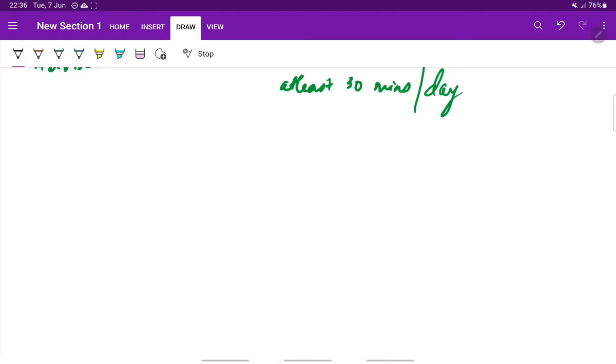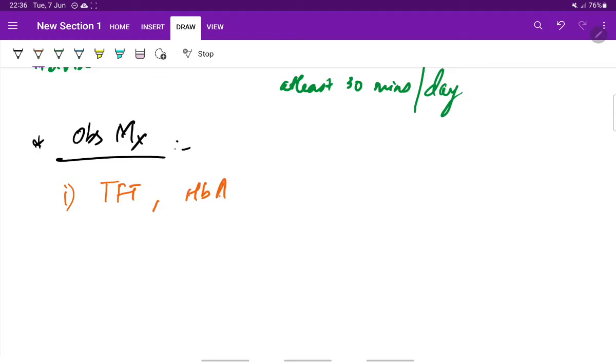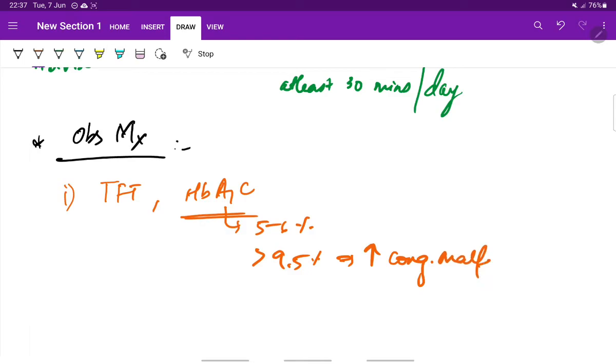Next, coming to the obstetric management. In the obstetric management, first we perform thyroid function tests and HbA1c levels. A HbA1c of 5 to 6% is desirable. If it is more than 9.5%, there is very high chance of congenital malformations in the fetus.